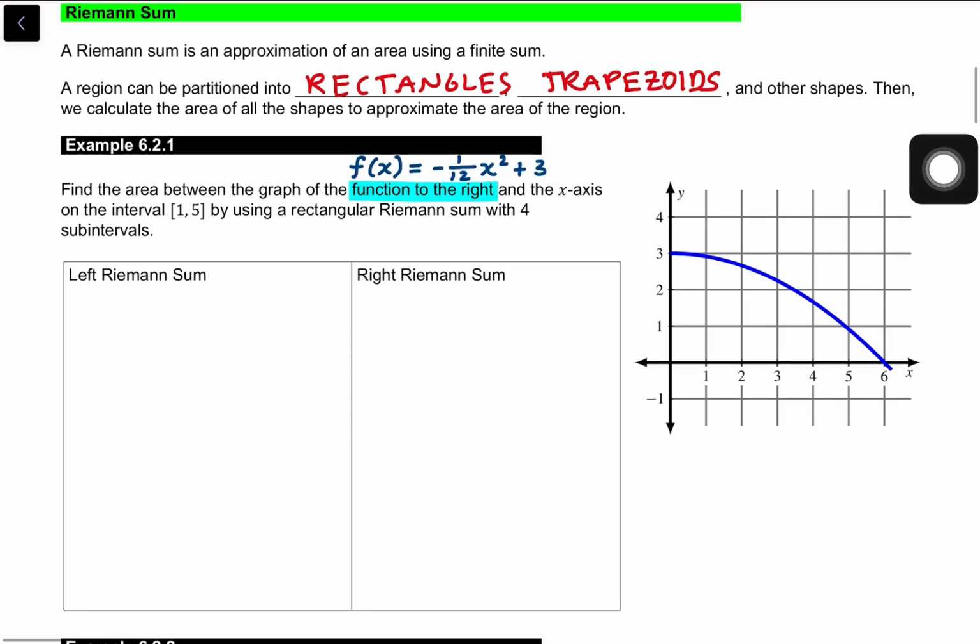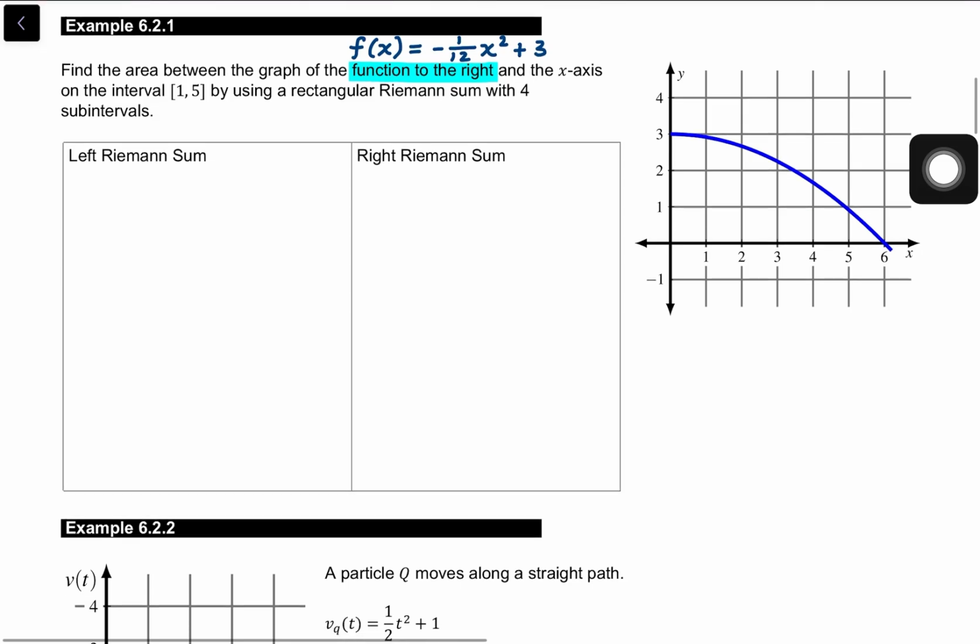So in our first example, we have the task of finding the area between the graph of this function, which I apologize, I don't know if I typed it in your notes, but that is the equation of the function, negative 1/12 x squared plus 3. We need to find the area between that graph and the x-axis on the interval from 1 to 5 using a rectangular Riemann sum, so that's telling us we're using rectangles with 4 subintervals.